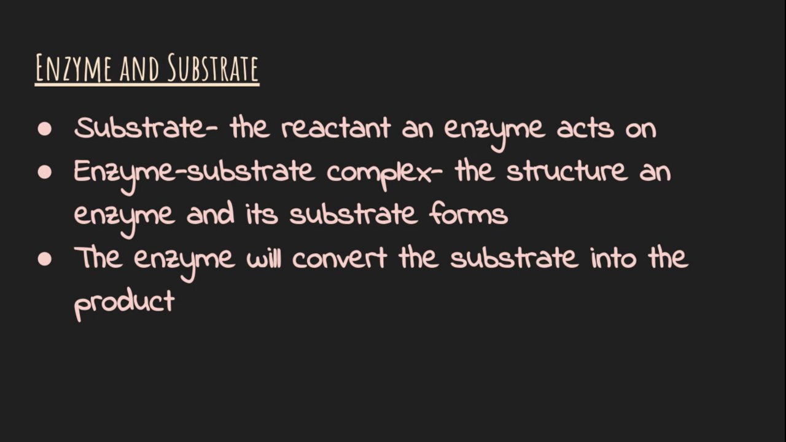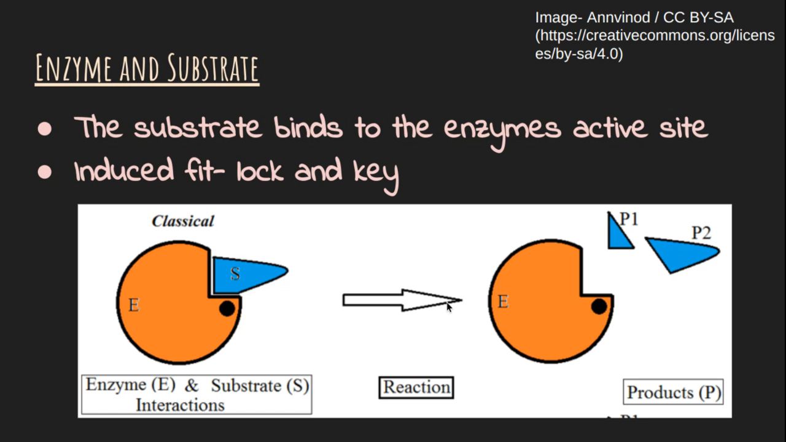Okay, so how an enzyme functions is through what we call an enzyme substrate complex. A substrate is really just a fancy name for the reactant that the enzyme will act on and speed up. When an enzyme and its substrate come together and bind, we call that an enzyme substrate complex. And the enzyme will act on the substrate and produce a product, much like a regular reaction.